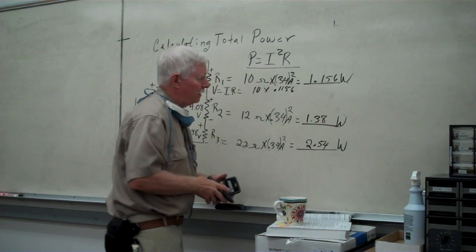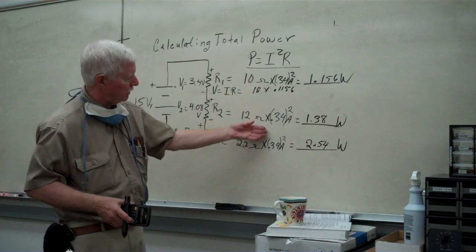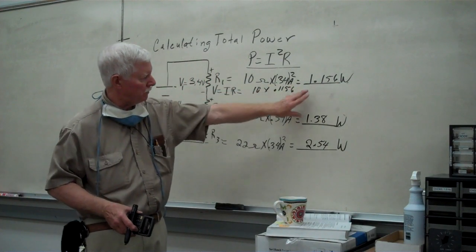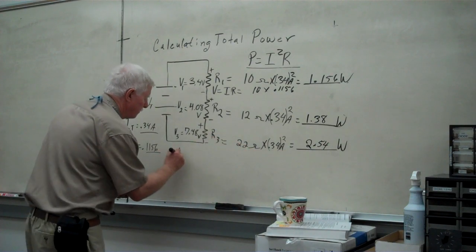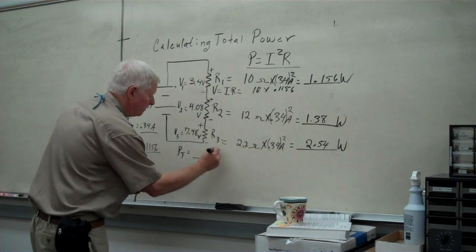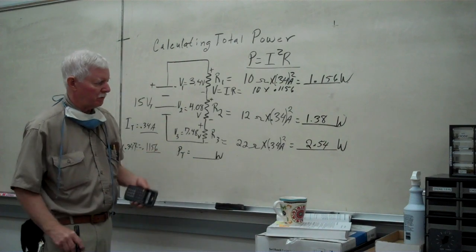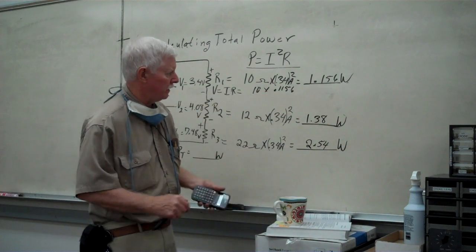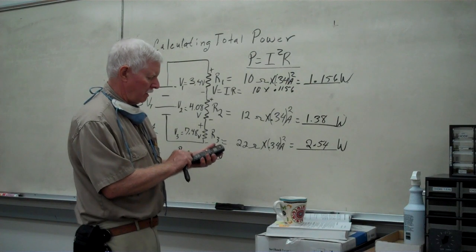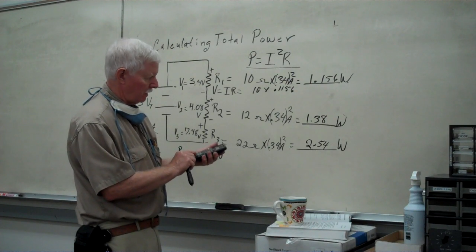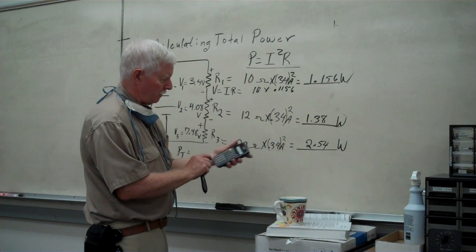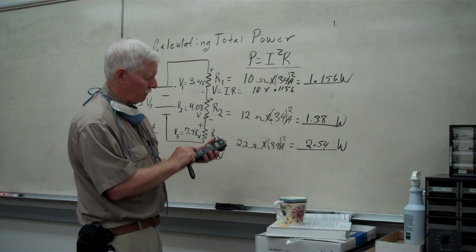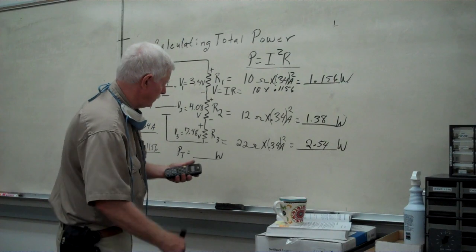To calculate the total amount of power in this series circuit, all we have to do is add all three of these together to get P sub T for this entire circuit. So in the case of this, we're going to take 1.156 plus 1.38 plus 2.54, and we get 5.06.